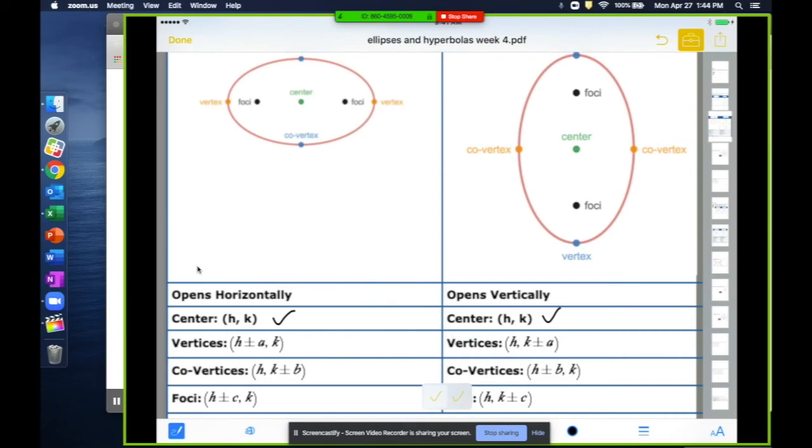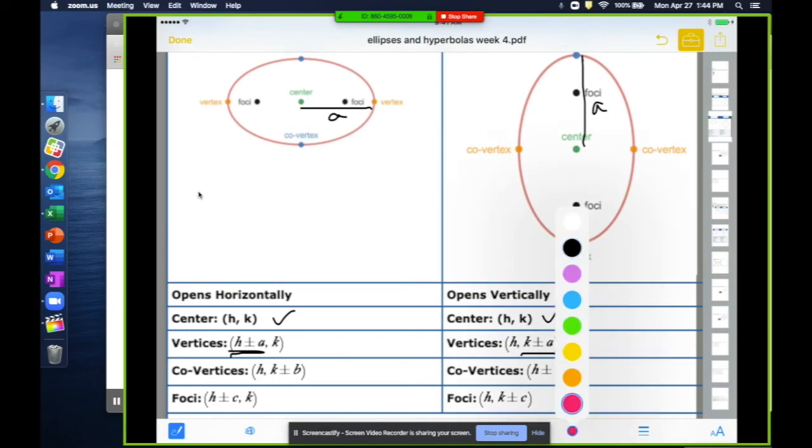For my vertices, you're going to add or subtract the so-called a value to your x value only, to the h value of your center, because you're going to be going left and right, if it's that one, and then you're going to add or subtract this a value to the k of your center if you have a vertical ellipse. For your co-vertices, you're going to add or subtract a specific b value to your k if it's horizontal, and then you're going to add or subtract that to your h value if it's vertical, and then you have your foci, which is going to be represented by the c value that we're going to talk about when we do some examples.